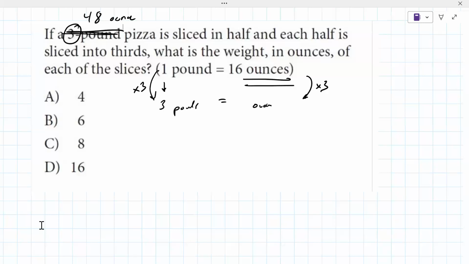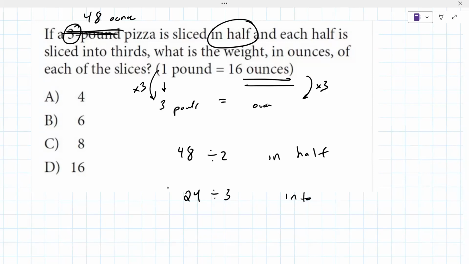What is 48 divided by 2? That's the cut in half. 24. Okay. What is 24 cut into 3, divided by 3? 8. Okay, so what is the correct answer? C. All right.